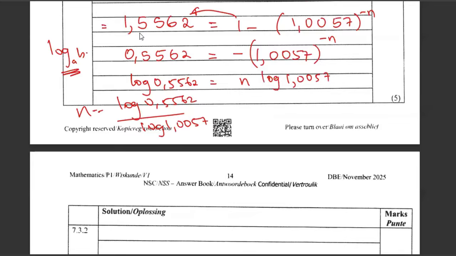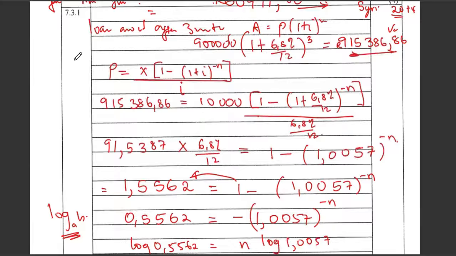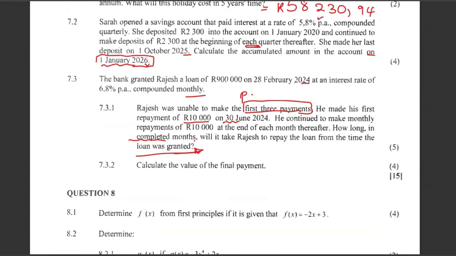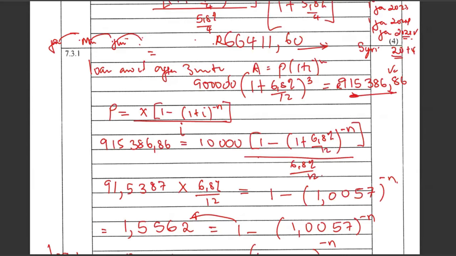Something seems to be off. I don't know where I got it wrong, but let's see. We said 915,386, that. How much is the monthly payment? It is 10,000. Okay, so when we divide 915,386 by 10,000, we get the 91, that.